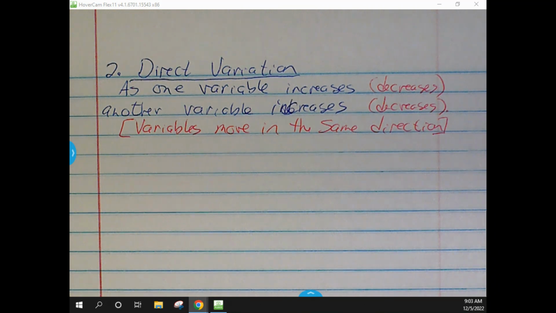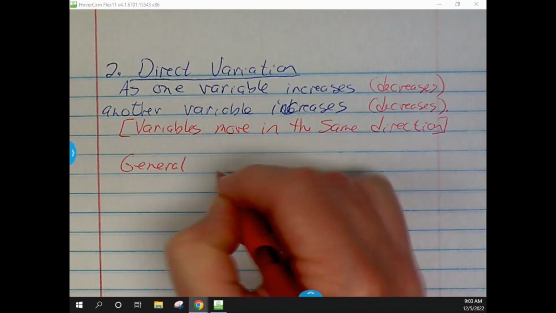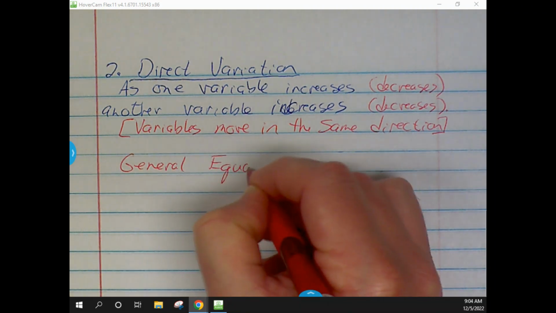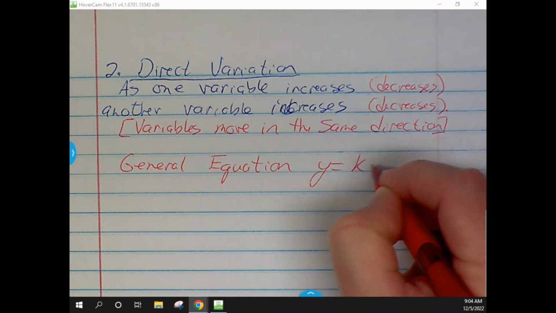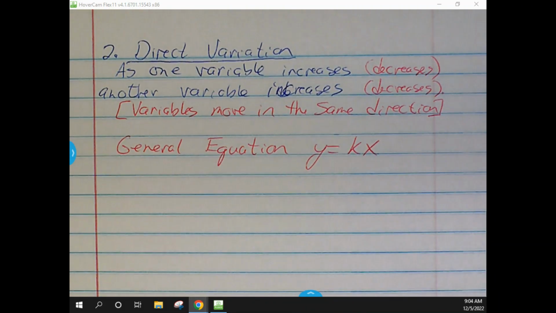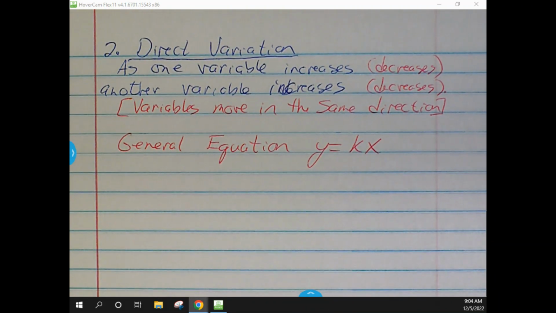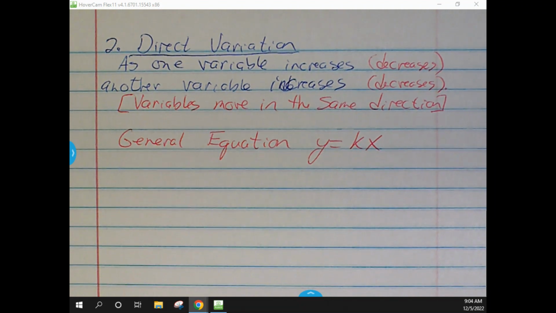Okay, in your general equation for direct variation, is y equals kx. Again, k is still that constant of variation, just like it was in inverse. And again, with any equation you work through, there always has to be some type of constant that will kind of spin around as you go through these.